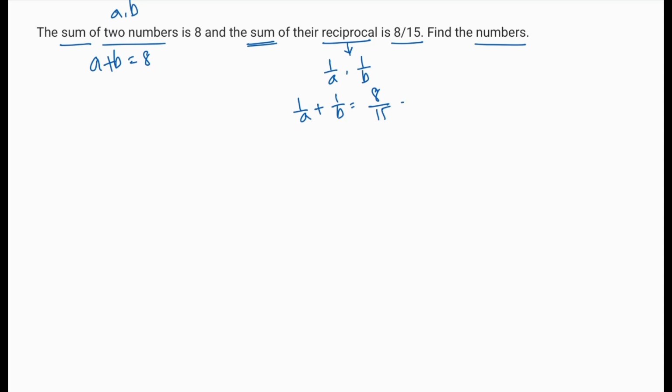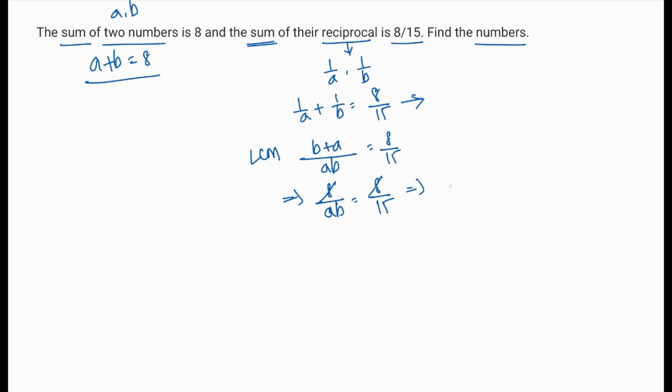So from this one we will take LCM. So it is ab. Now here it is b plus a is equal to 8 by 15. Here we have a plus b is 8. We will substitute here. It is 8 by ab is equal to 8 by 15. 8 and 8 get cancelled. Here we will get ab is equal to 15. Now here we have two equations, first equation and second equation.